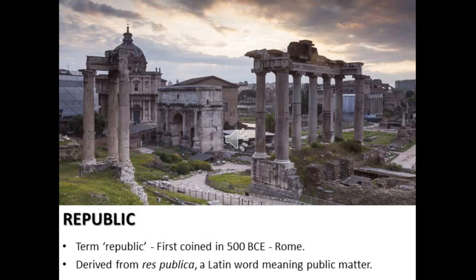The term republic was first coined in 500 BCE, before the Common Era, in Rome, the capital city of Italy. It was derived from the Latin words res publica, which means public matter. So republic means public matter.